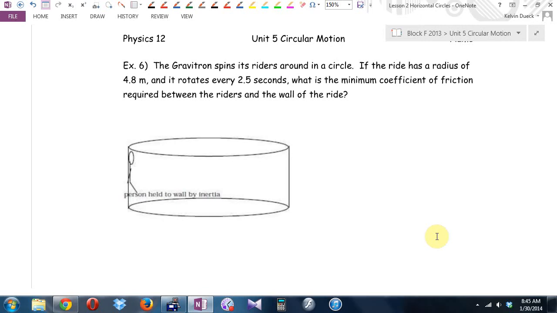What is the minimum coefficient of friction required between the riders and the wall of the ride? I guess, apparently, according to this question, friction is required. You couldn't make the walls out of ice. That would be a problem. What does this question want me to find? Mu. What's mu?